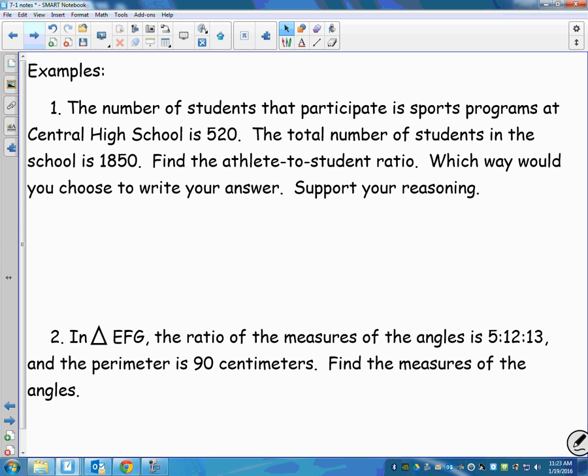So it says the number of students that participate in sports programs at Central High School is 520. The total number of students in the school is 1,850. Find the athlete to student ratio. Which way would you choose to write your answer? Support your reasoning, which means I don't know if there's a wrong or right way to write your answer. But step one, think for a second about how you would write the athlete to student ratio.